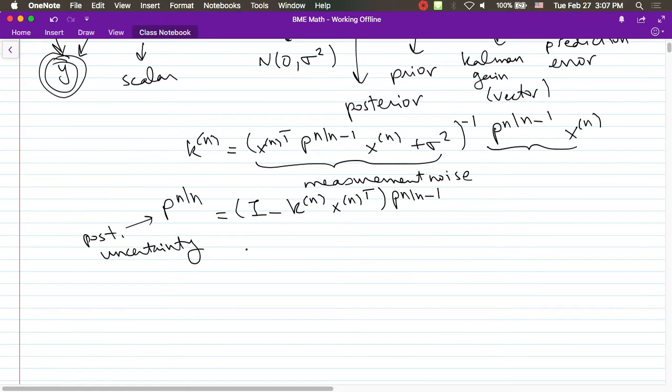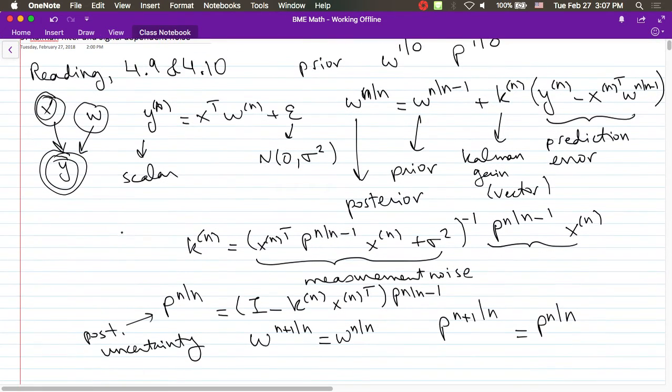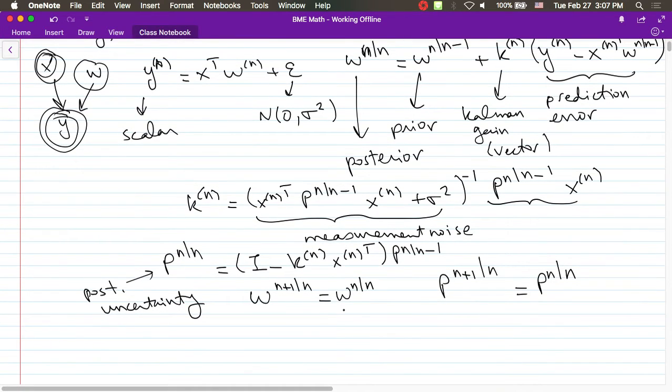Okay, and so now what I do is find the weight on the next trial. I say the prior on the next trial is my posterior on the previous trial. The uncertainty prior on the next trial is the uncertainty posterior on the previous trial. So in this model, I'm assuming that from data point to data point, there's no change in my W parameter. And so therefore, I'm just going to push forward in time my posterior in one trial to become the prior in the next trial.